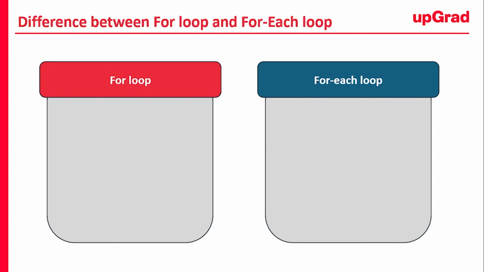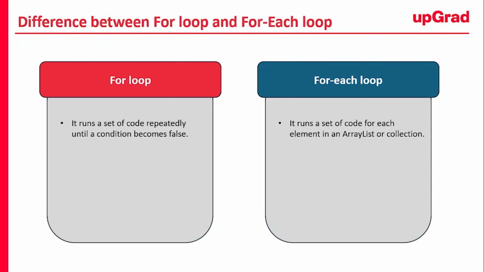First, for loop. So the for loop runs a set of code repeatedly until a condition becomes false, giving you control over how many times the loop runs. Whereas a for each loop runs a set of code for each element in an array, list or collection, automatically handling the iteration. Then for loop does not depend on collections or objects, meaning you can use it on any kind of repetitive task even without an array or collection. Whereas for each loop works only with arrays or collections and cannot be used outside of that.